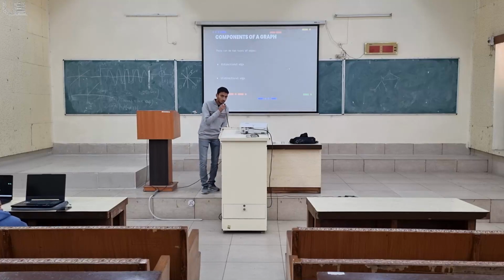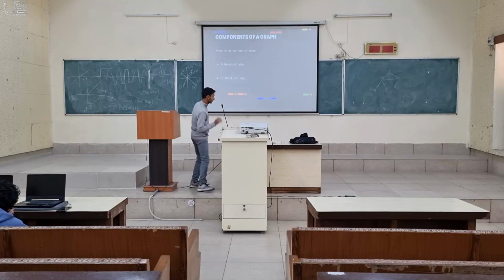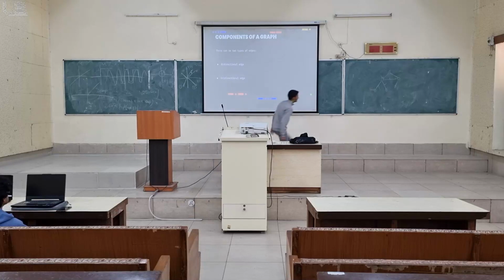There can be two types of edges. One is a bidirectional edge, and the other is a unidirectional edge. I'll tell you. Like this edge that I represented here, this edge shows that this node and this node are connected.